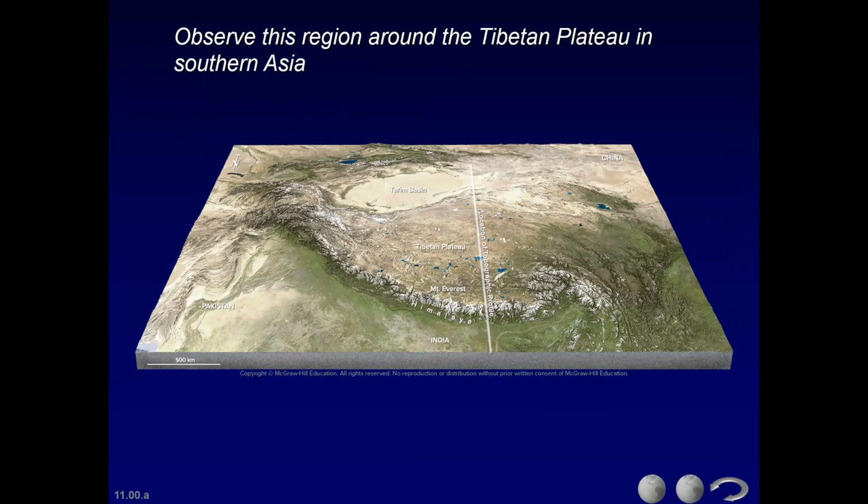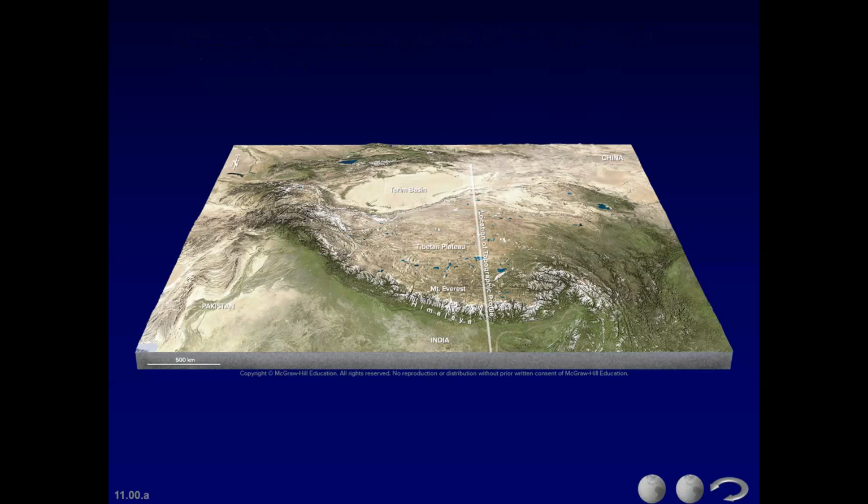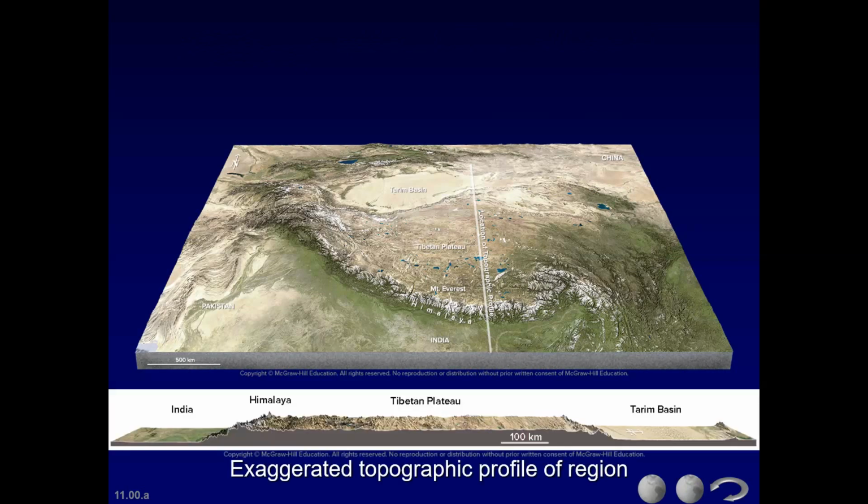Okay, so this is the region around the Tibetan Plateau in southern Asia. This is the largest, highest, flattest plateau on Earth. We have an exaggerated topographic profile of the region at the bottom here. The Tarim Basin is 3,000 meters lower than the elevation of the plateau. The Himalayas rise along the southern edge of the Tibetan Plateau. Mount Everest is the world's highest mountain.